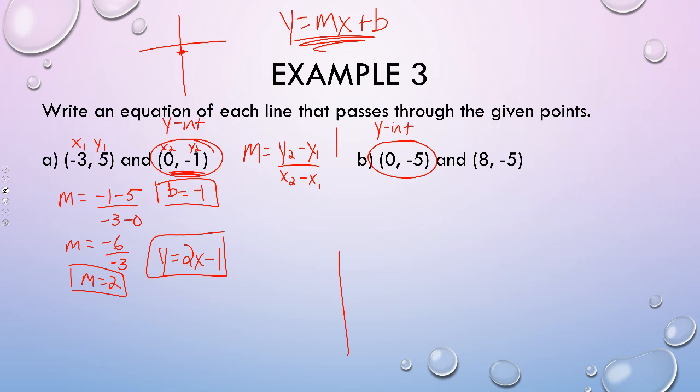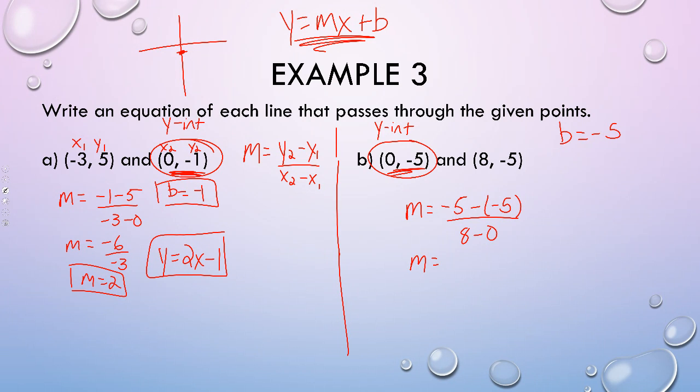Same idea here on our second example. Find the slope. We know here's my y-intercept, so I know my b is already equal to negative 5. Let's find the slope here. So m is equal to y2, negative 5, minus y1, minus a negative 5, over 8 minus 0. Now you'll notice here both of your y values are the same. They're negative 5. Special case going on here.